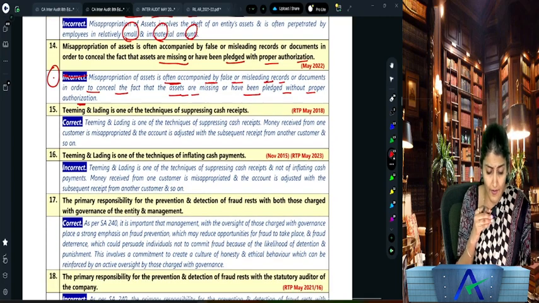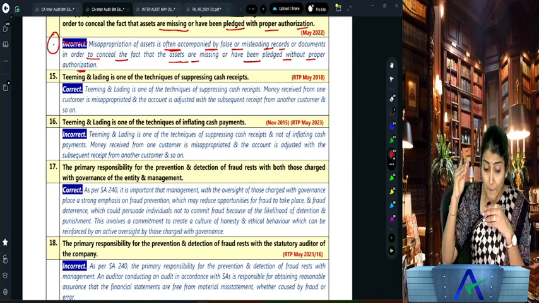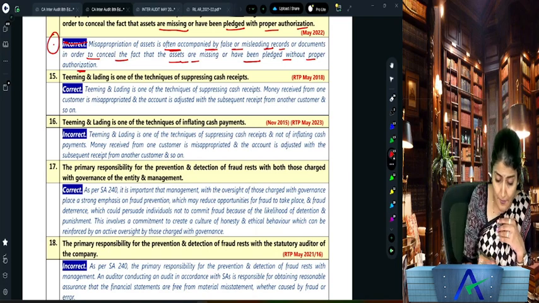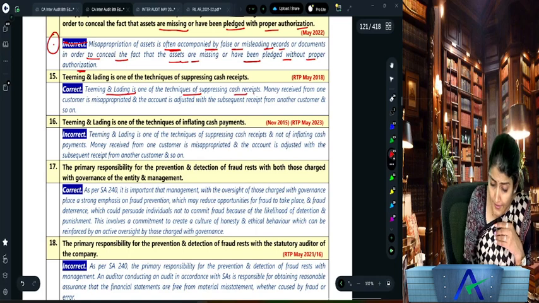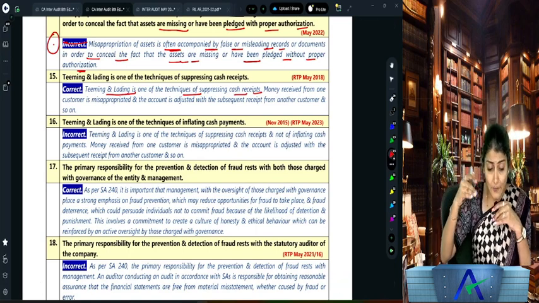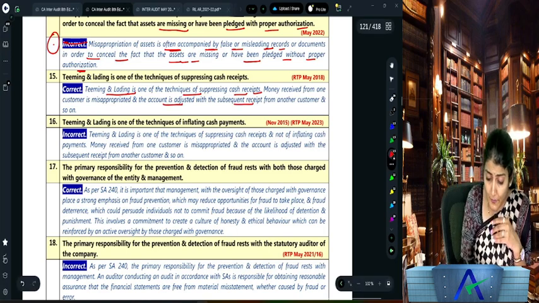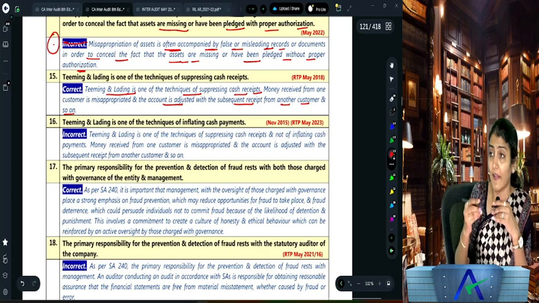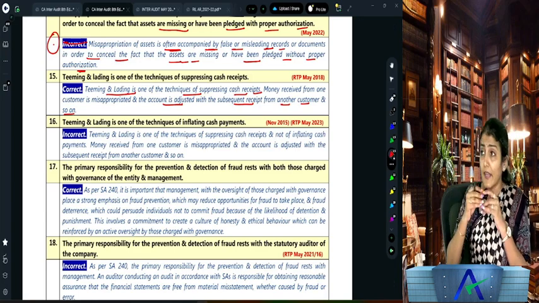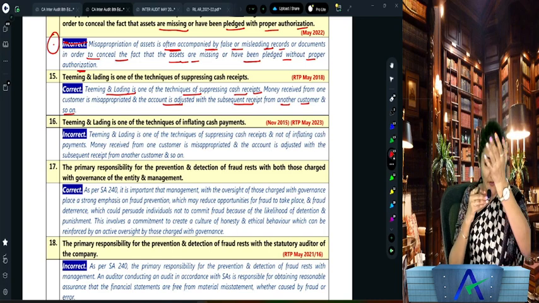Right? What does it say after that? Teaming and lading is one of the techniques of suppressing the cash receipts. Yes, teaming and lading is one of the techniques of suppressing the cash receipt. Money received from one customer is misappropriated, the account is adjusted with the subsequent receipt from another customer, and so on. Teaming and lading is one of the techniques of inflating the cash payments, right?